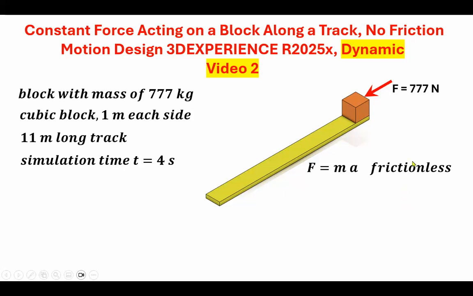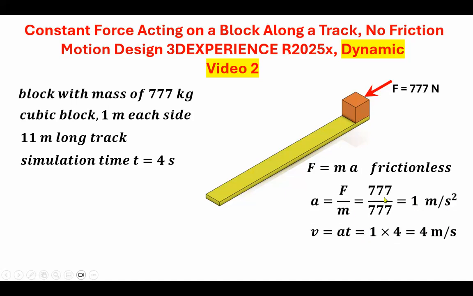because the contact is frictionless, we have F equal to ma. We know F is 777. We know m is 777, and that's why the acceleration is going to be a nice 1 meter per second squared. Now, because it's a constant acceleration problem, the velocity is acceleration times time. So over the 4-second interval, the velocity after 4 seconds is going to be 4 meters per second. And the distance traveled is parabolic, obviously, and it's going to be 1/2 at squared. And when you plug in a equal to 1 and t equal to 4, you get 8 meters.